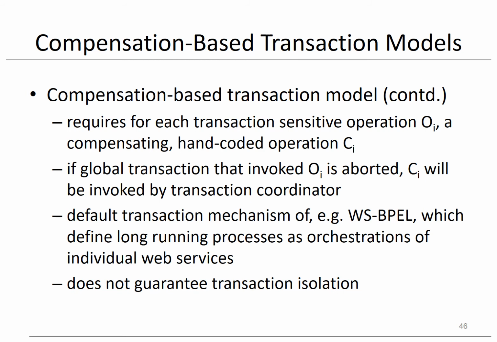In this way, the global, long-running transaction is no longer atomic. Note, however, that traditional ACID properties can still be enforced on the short-lived local subtransactions as induced by OI and CI. Compensation is the default transaction mechanism of languages such as WS-BPEL, which define long-running processes as orchestrations of individual web services. Finally, it is important to mention that a compensation-based transaction model does not guarantee transaction isolation.